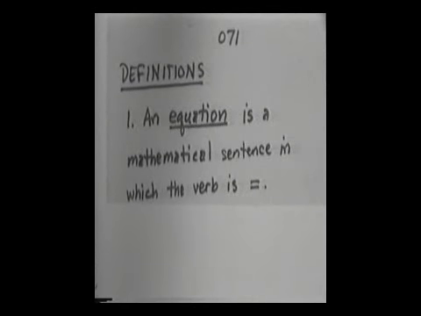The first definition is the definition of equation. An equation is a mathematical sentence in which the verb is equals.